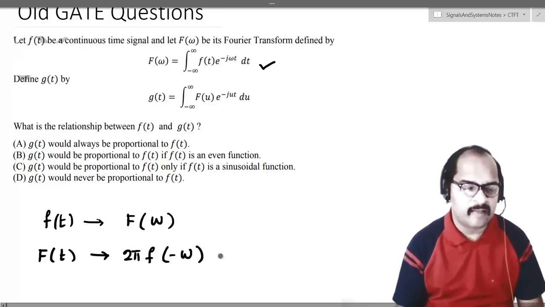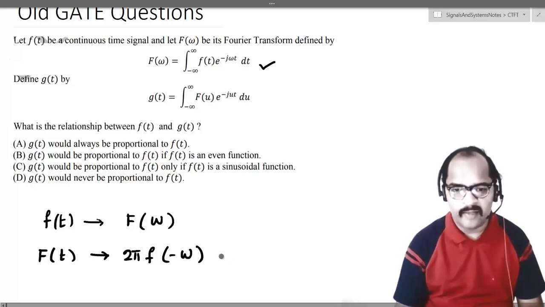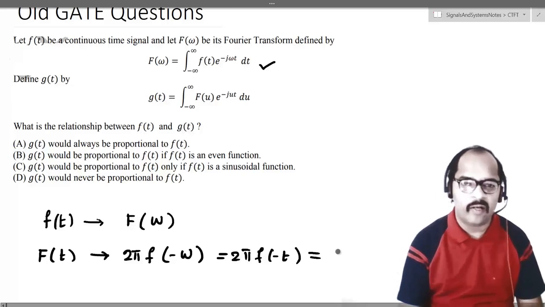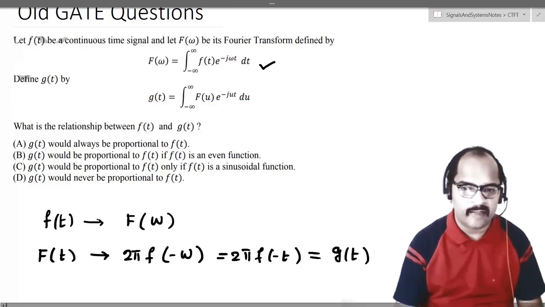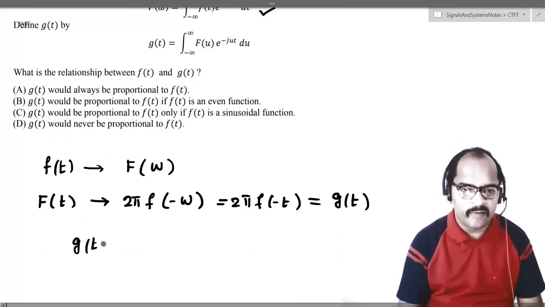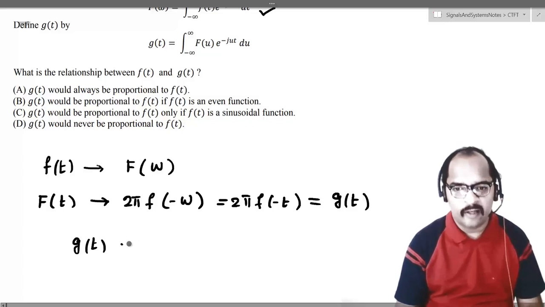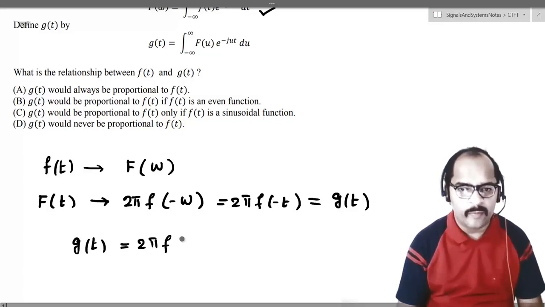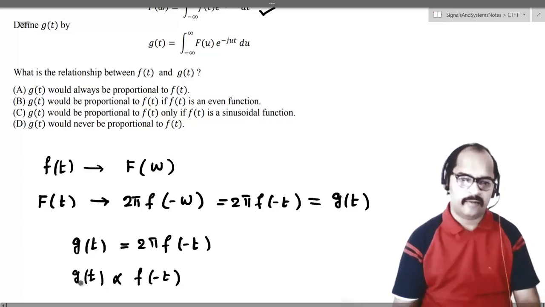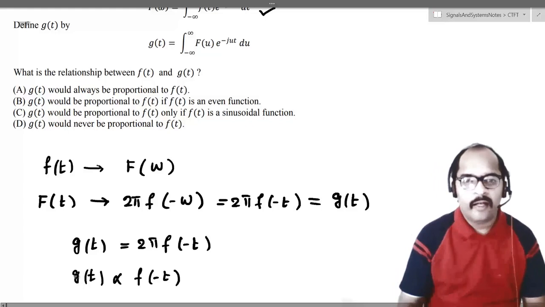Okay, so omega is a dummy variable. You can replace omega with t also. This is the same as 2 pi times f of minus t, and this they are calling g of t. Now let us see what the result is. Using the duality property, what have we got? We have got that g of t is equal to 2 pi times f of minus t, or indirectly we say g of t is proportional to f of minus t. So that information we got by using the duality property.